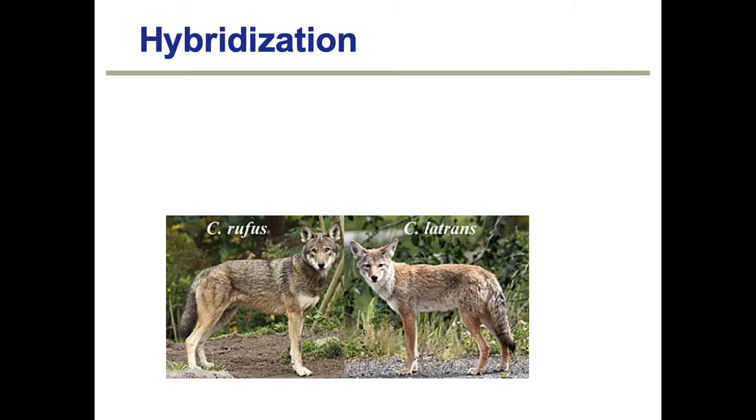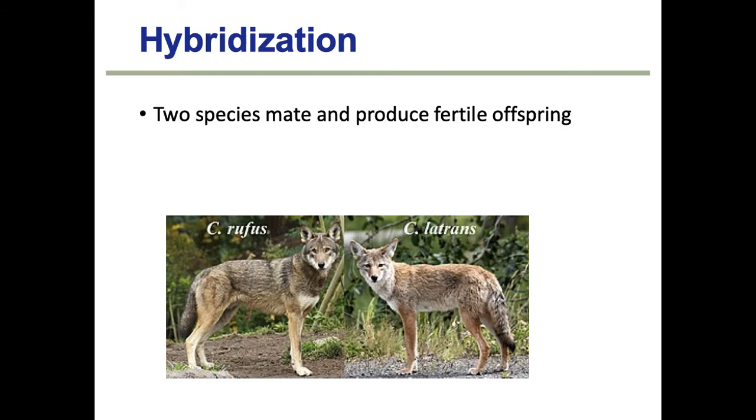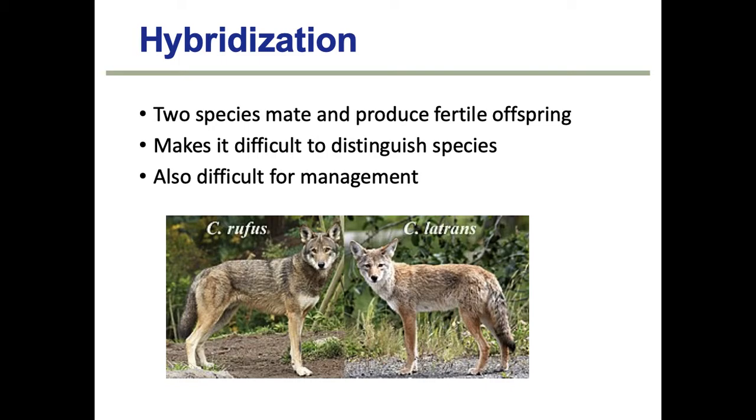On the left, we see the red wolf, and on the right is a coyote. And these two species, and we consider them to be different species, can mate and produce fertile offspring. And it makes it very difficult, and there are arguments about whether they really should be considered different species or not. It also makes it difficult for management, so the red wolf is extremely, extremely endangered.